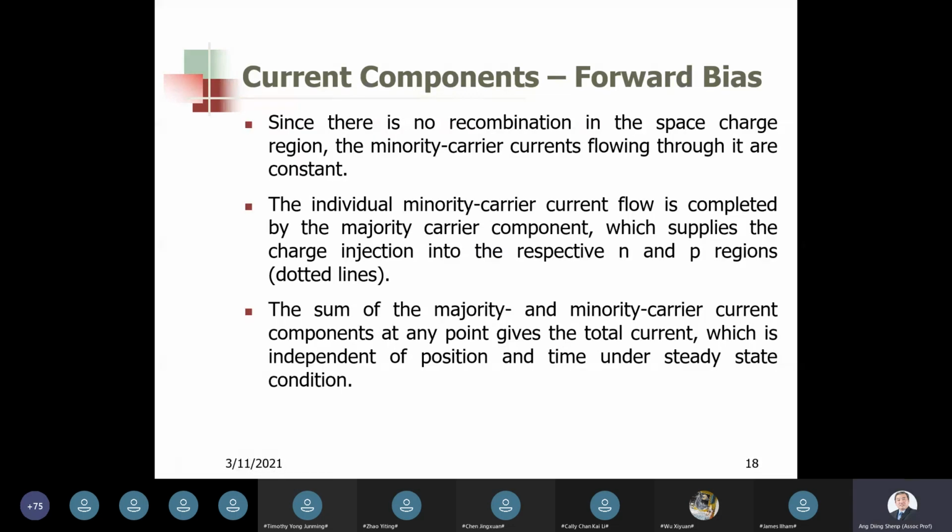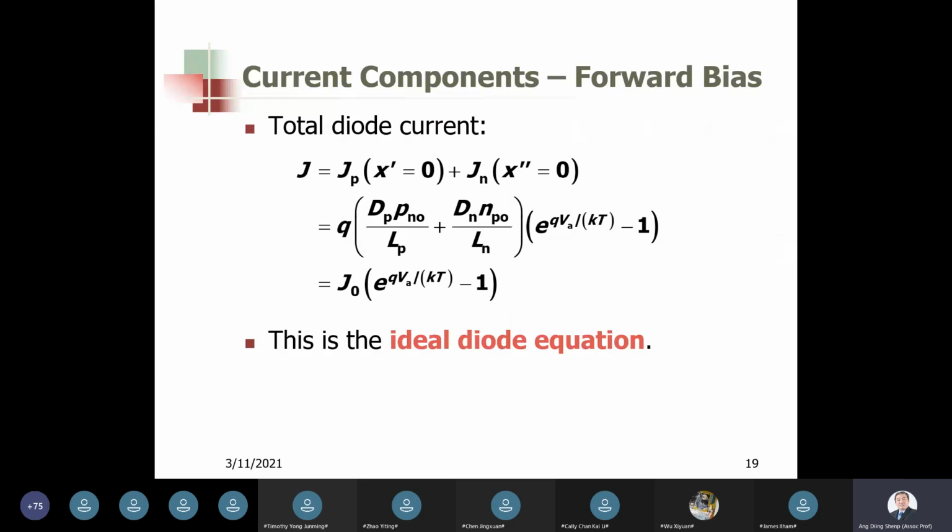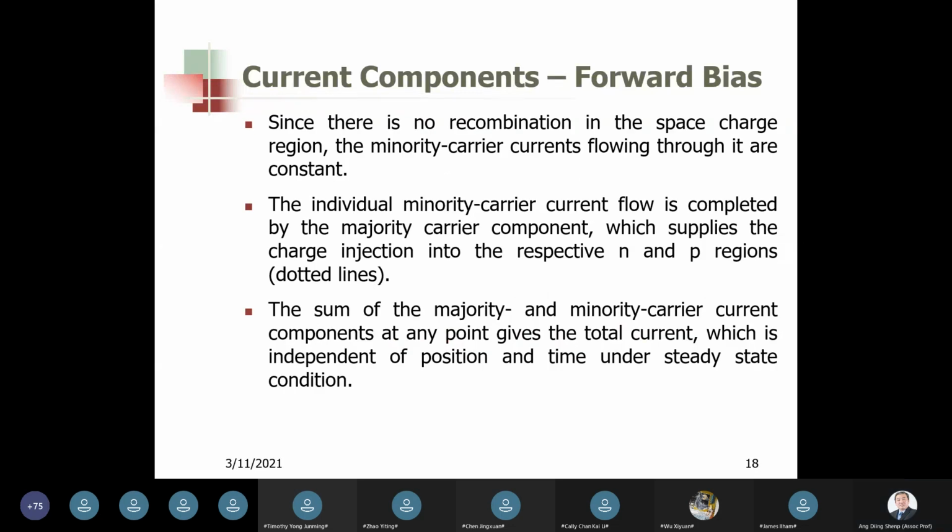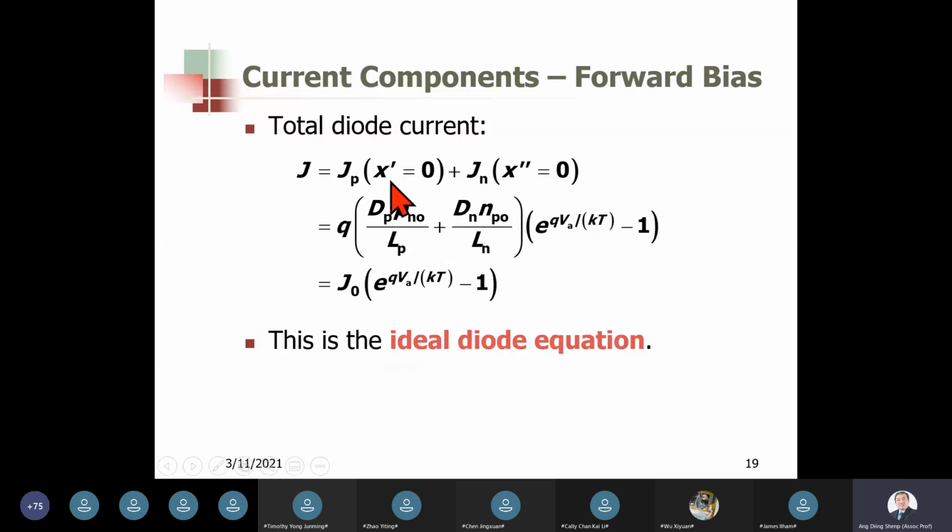Okay, so what I've described is summarized in the next page, okay? So by adding the two minority carrier diffusion current densities at the depletion edges, we get the total current density flow across the diode under forward bias, and this gives us the ideal diode equation. Now, why do people call it ideal diode? Because of some of the assumptions that we have made in order to arrive at this expression. Okay?